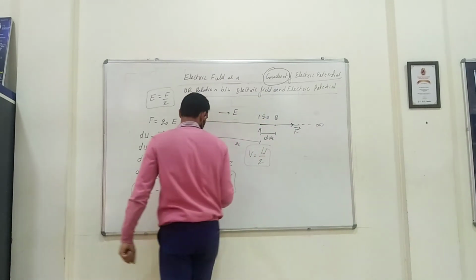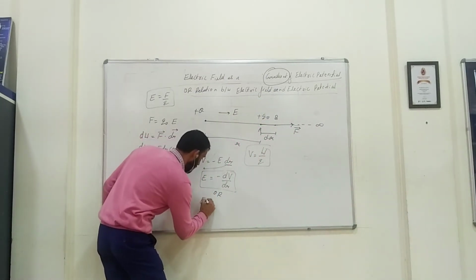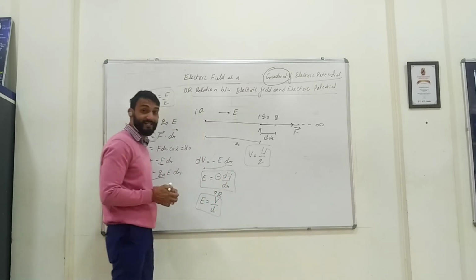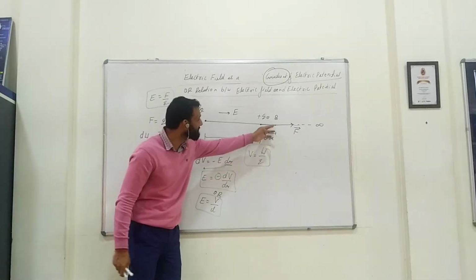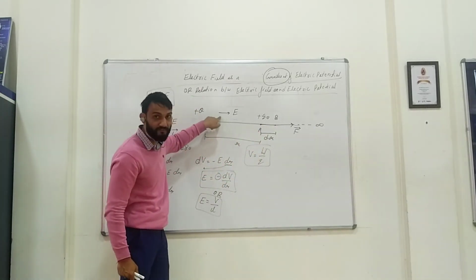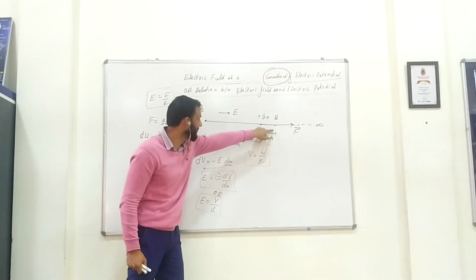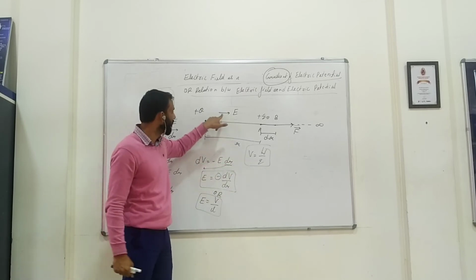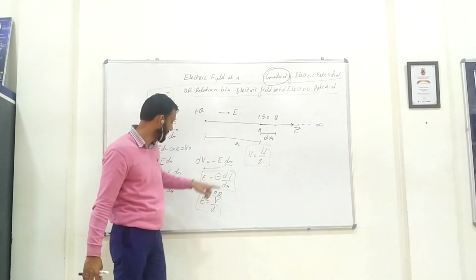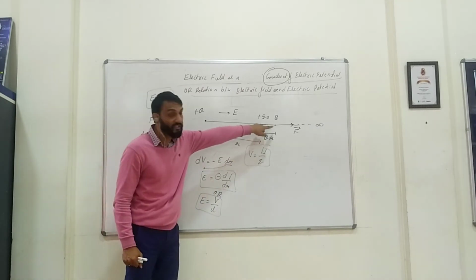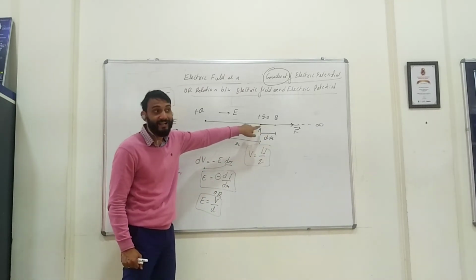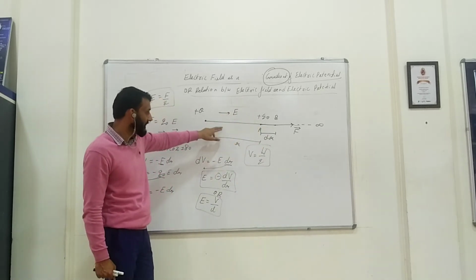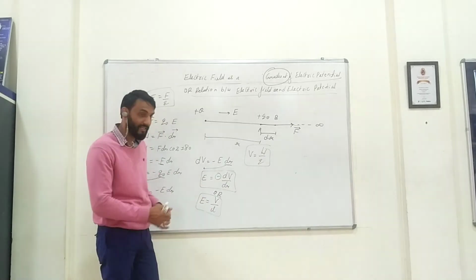If I write it in simple form, I can similarly write E is equal to V upon L. And what does this negative sign represent? This negative sign tells me that the electric field is in this direction, but as I move the charge in this direction, my potential would be decreasing. Negative means potential would be decreasing. It means potential always decreases in the direction of the electric field. So E is equal to V upon L.